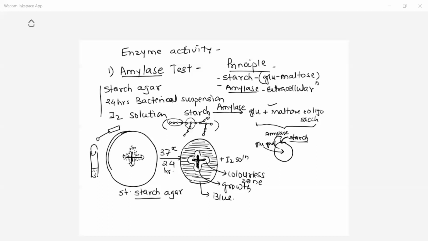know is that when there is intact starch, when starch was not hydrolyzed, this intact starch, when it reacts with iodine, gives blue color. And the hydrolyzed product, when it reacts with iodine, gives a colorless complex. So that is a very important property to remember while detecting amylase activity.